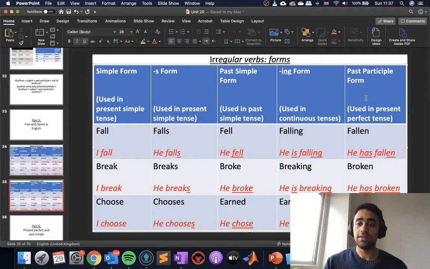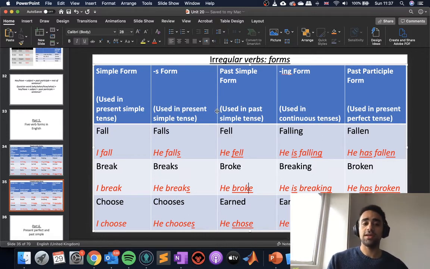Past participle, this can be similar or different than the past simple. So fell becomes fallen. So I fall, I fell, I have fallen. Break, broke is past simple, and then broken in the past participle. So I break, I broke, I have broken. Choose becomes chose in the past and chosen in the past participle. She chooses, she chose, she has chosen.